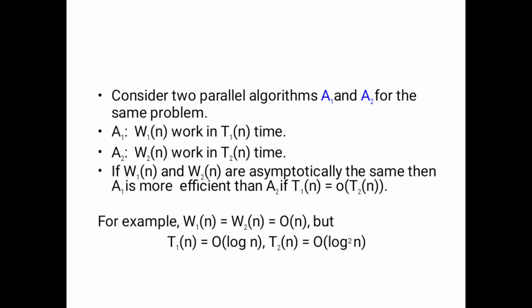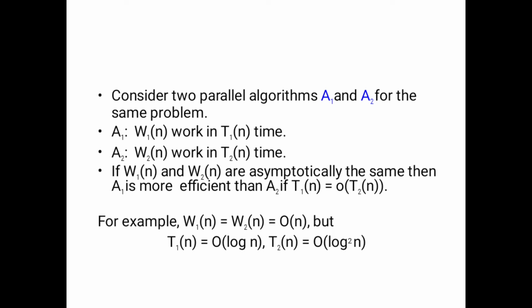Now consider the parallel algorithms A1 and A2 for the same problem. A1 does W1 of n work in T1 of n time, and A2 does W2 of n work in T2 of n time. If W1 of n and W2 of n are asymptotically the same, then A1 is more efficient than A2 if T1 of n is equal to order of T2 of n.